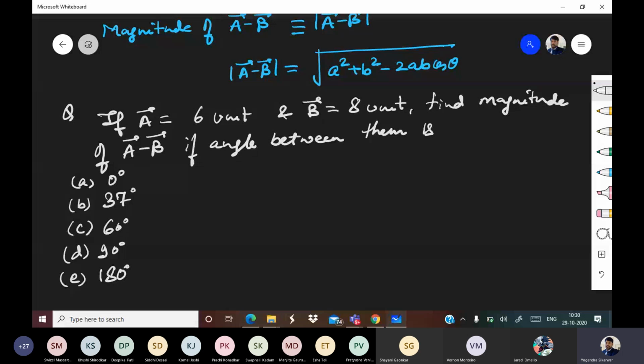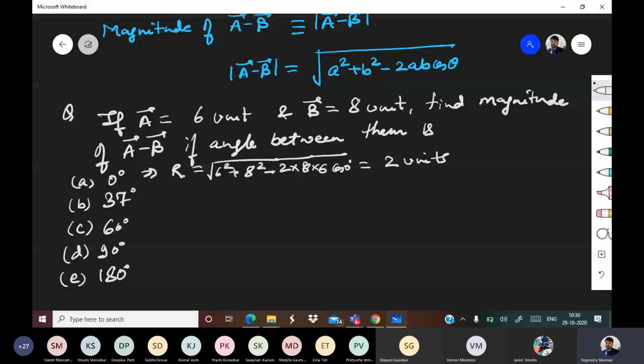Okay, everyone, enough time given. Pay attention. When theta is equal to 0 degree, r will be under root of 6 square plus 8 square minus 2 into 8 into 6 into cos 0. So that comes out to be 2 units.